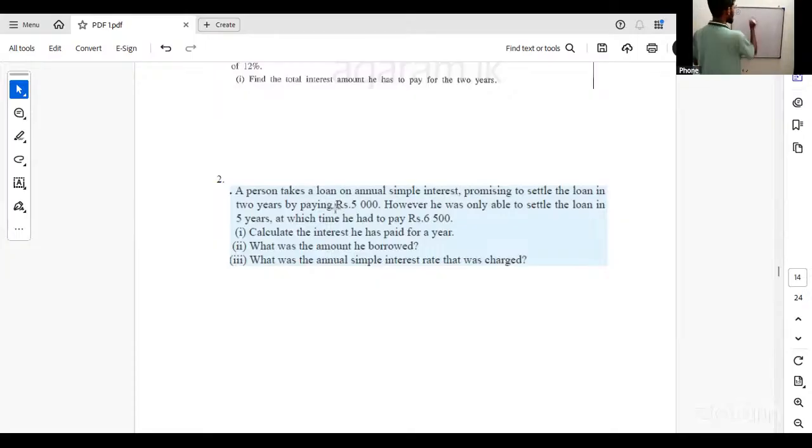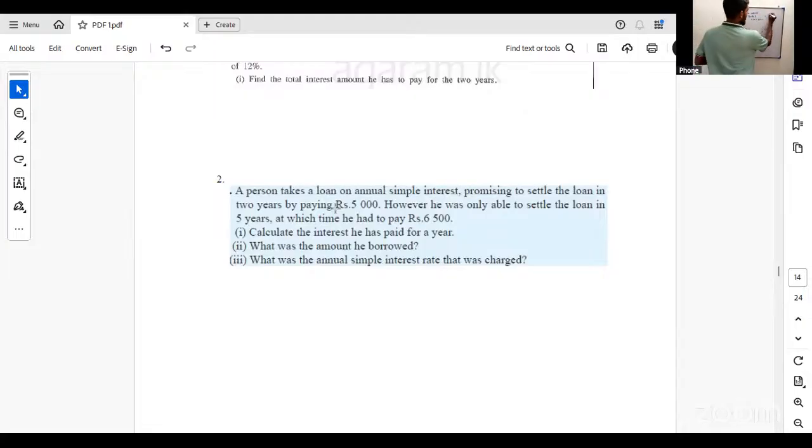So the interest for the 3 extra years. Why 3 extra years? He said that he'll pay the amount within 2 years, but he actually took 5 years to pay. So how much interest has he incurred? For 3 extra years, the interest has been calculated. So we need to find the interest for the 3 years that he had incurred.